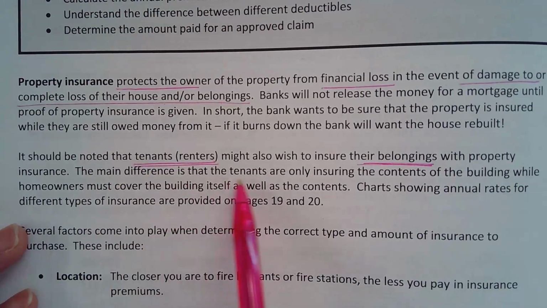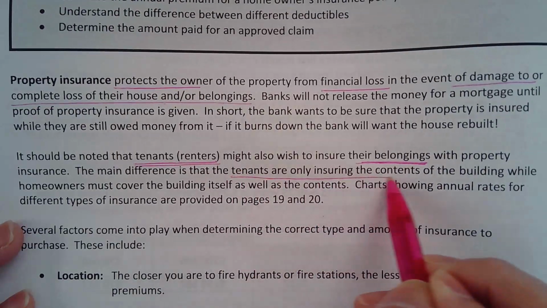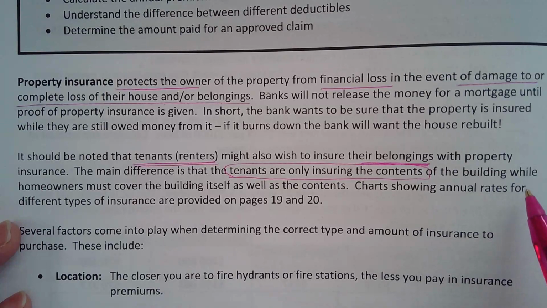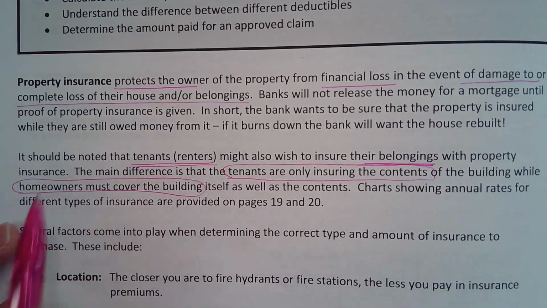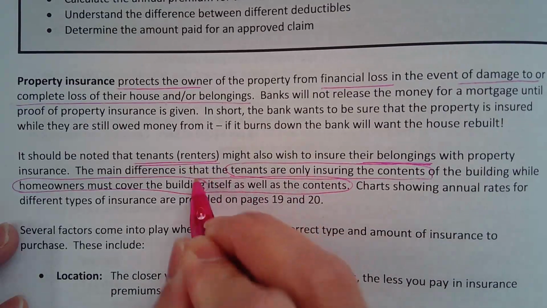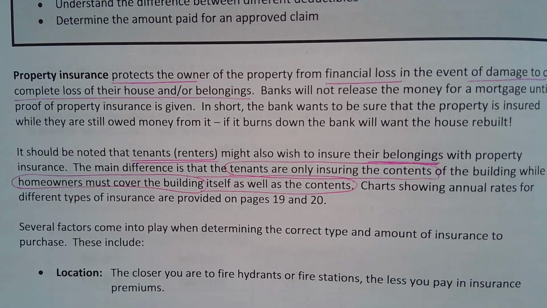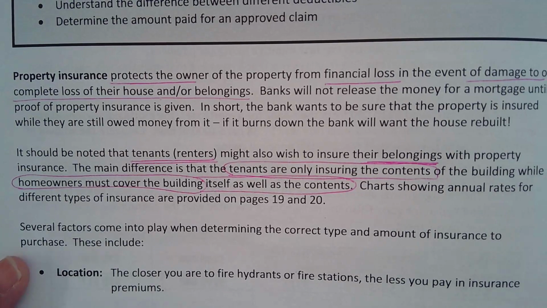The main difference is that tenants are only insuring the contents. So tenants are only insuring the contents. Those are the stuff inside. While the homeowner must cover the building as well as the contents, right? So if somebody owns a house, they have to insure both the stuff inside the house and the actual physical structure of the house.